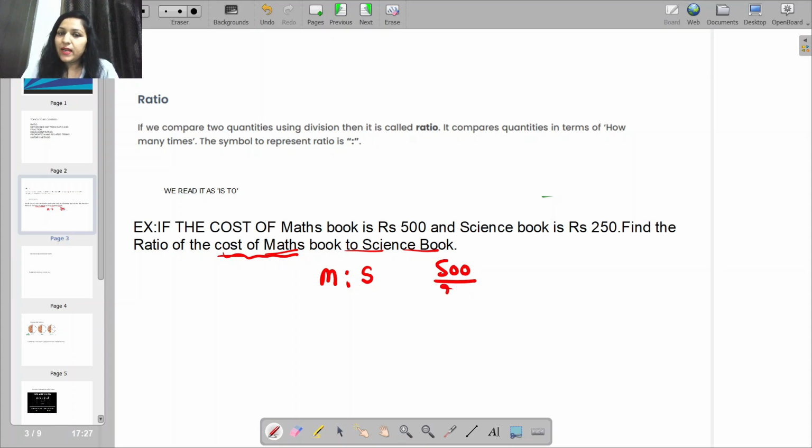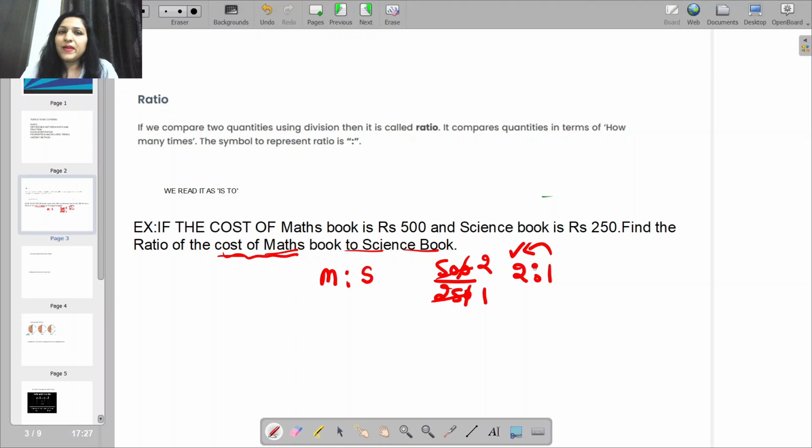हम रेशियो निकाल रहे हैं. It has to be written in a division way. 0 and 0 cancel, and we know that 25 into 1, 25 into 2. So what is the ratio? Ratio is 2:1. अब इसका मतलब क्या है रेशियो का? The cost of maths book is 2 times the cost of science book.